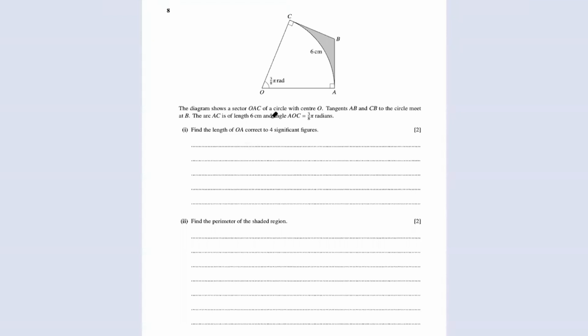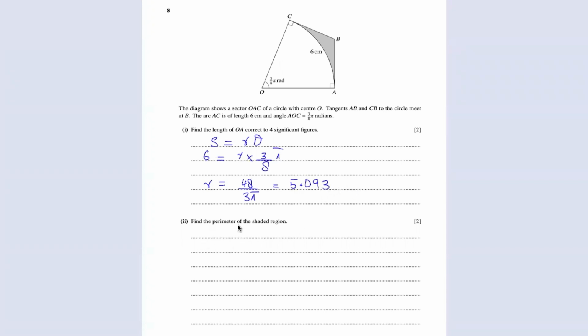In question number 4, we have a sector of a circle with center O, tangents AB and CD meet the circle at B. We have to find the length of OA correct to 4 significant figures. So we know that the arc length of a sector is given by the formula S equals R theta. The arc length is S, and OA is the radius, which is R, into theta, which is 3 upon 8 pi. Cross multiplying, we get R is equal to 8 times 6, 48 upon 3 pi. Putting these values into the calculator, we get R is equal to 5.093.